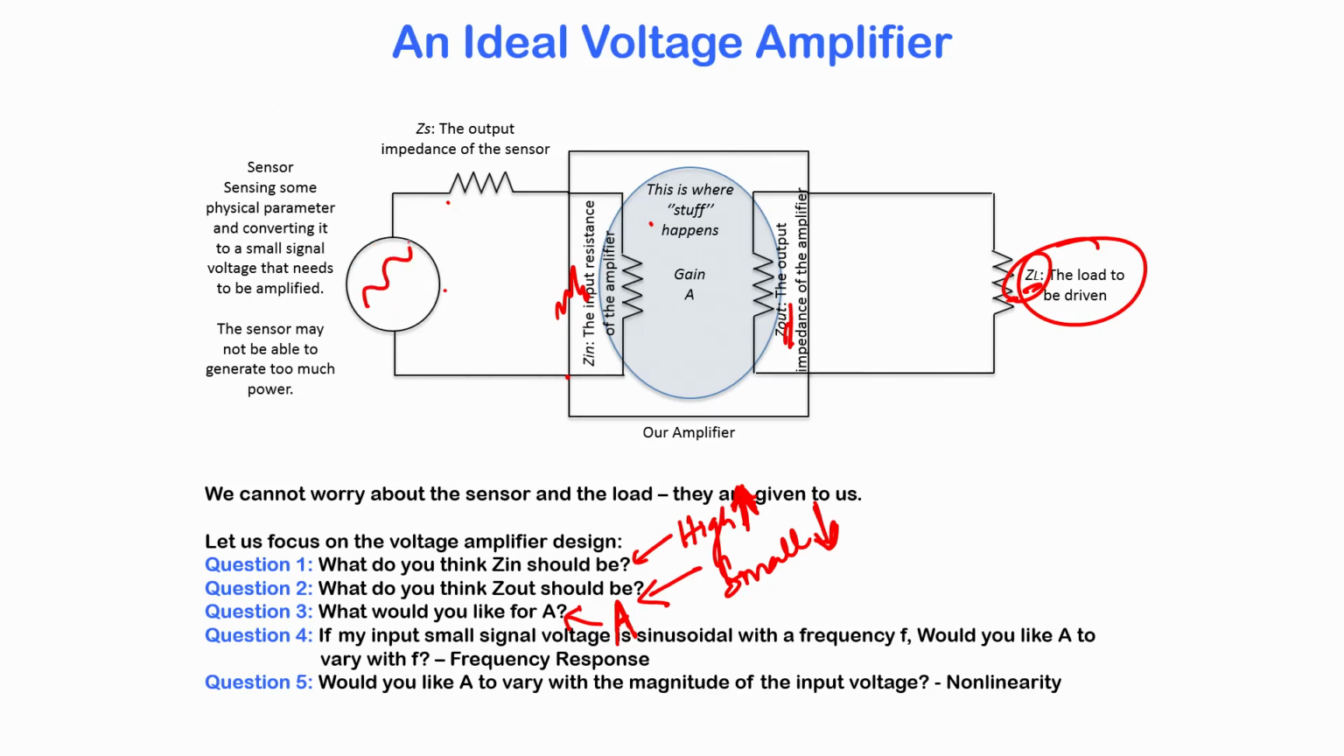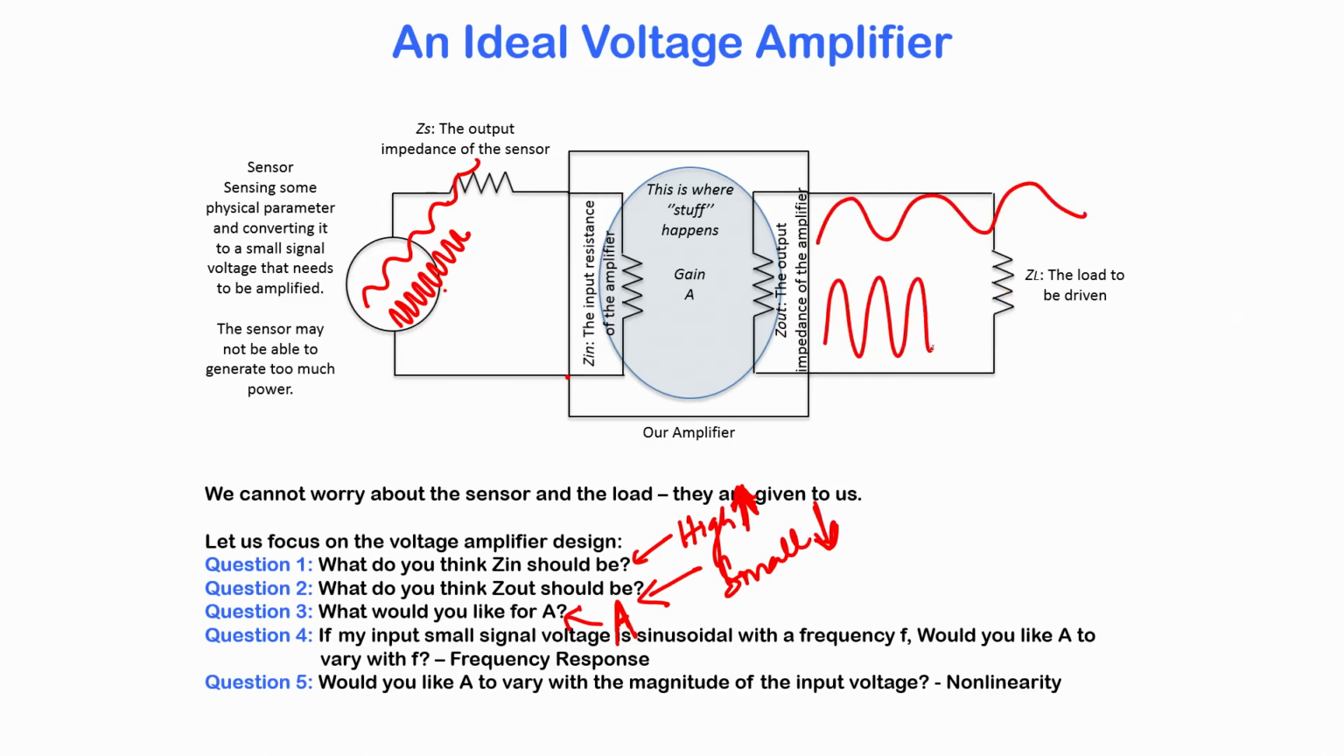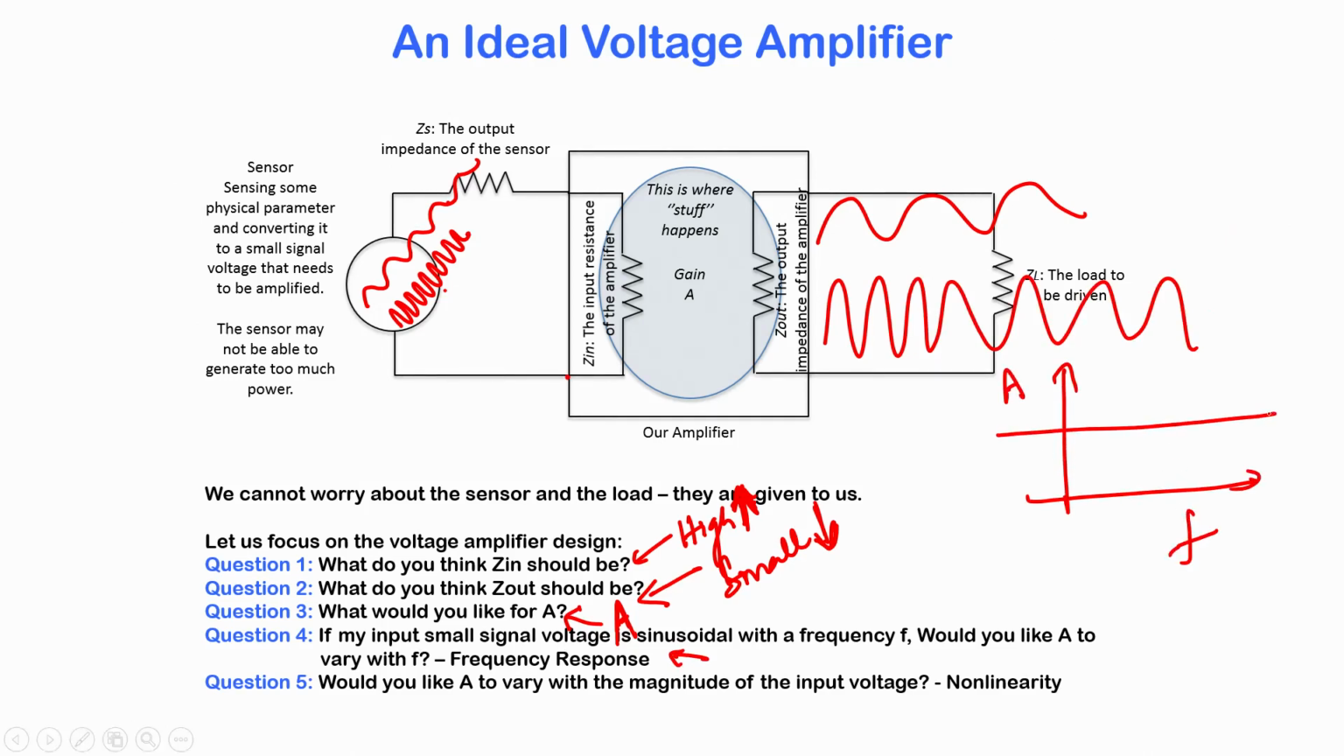So let us say you have a sinusoidal input of that frequency and you have another sinusoidal input of this frequency, at a higher frequency. Would you like the gain to be frequency dependent or frequency independent? The answer is we would like it to be frequency independent, of course, because irrespective of the frequency we want to get a good amount of gain. So if you were to plot the amplifier gain versus frequency, we would like it to be constant.